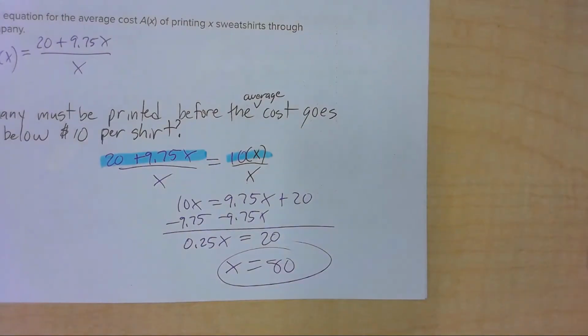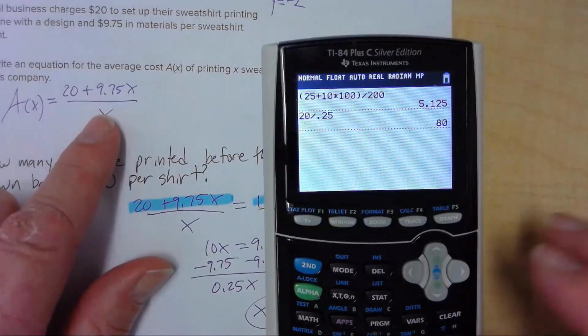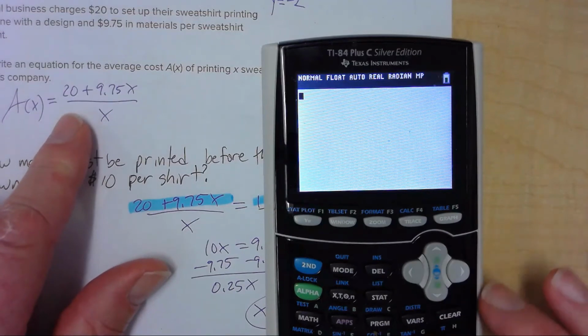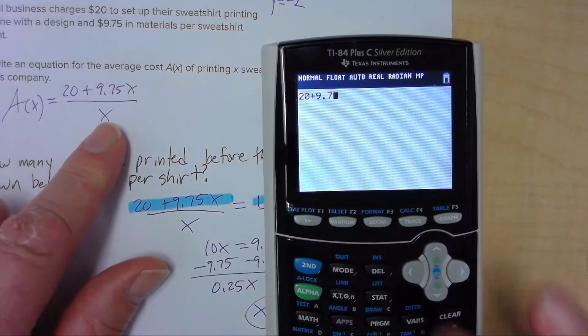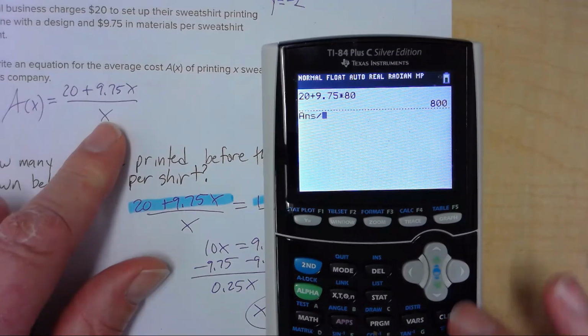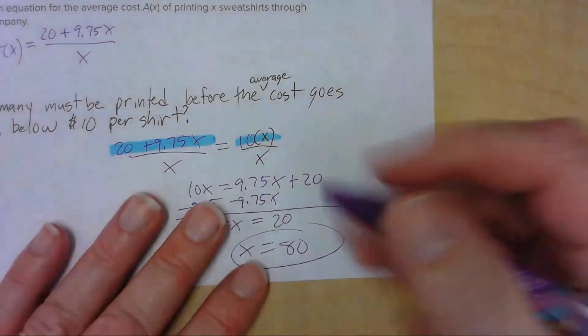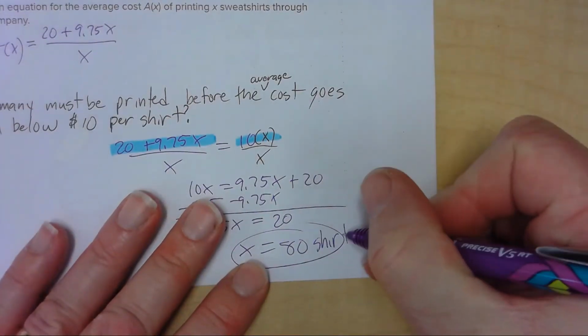So I got to do 80. So if I do 80, then that would be an average of $10 a thing. So we can check our math here, right? We can do 20 plus 9.75 times 80. Okay, and then if I divide that by 80, I get 10, which is what I want. So 80 shirts, sweatshirts, whatever they are. Okay, last question.